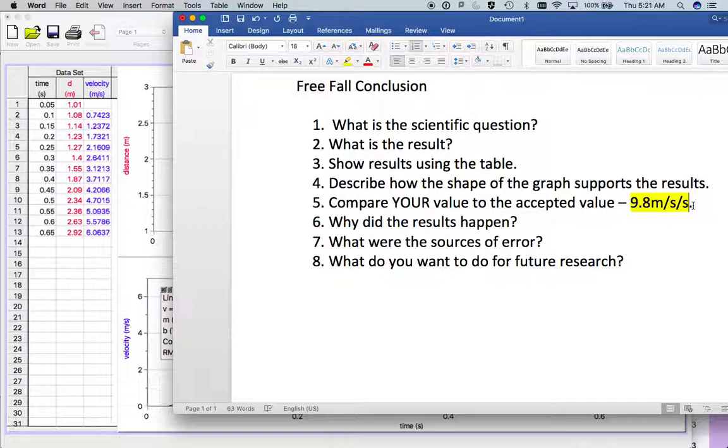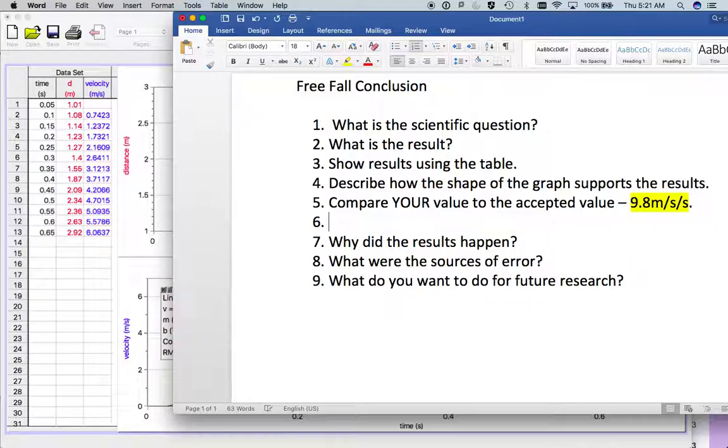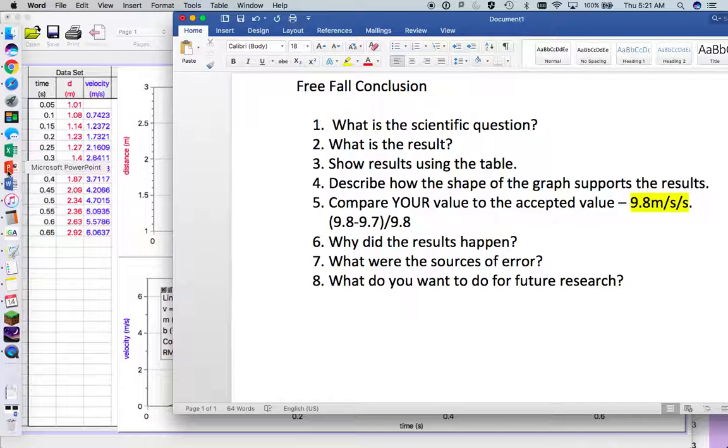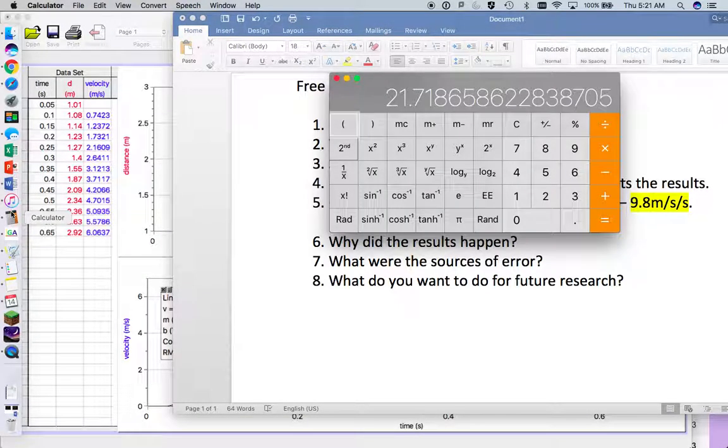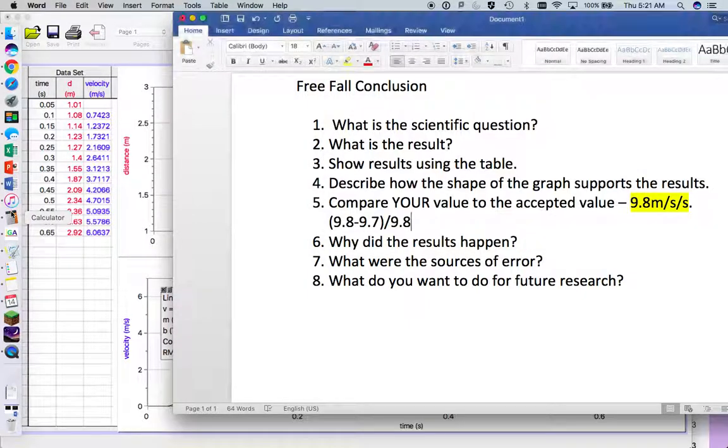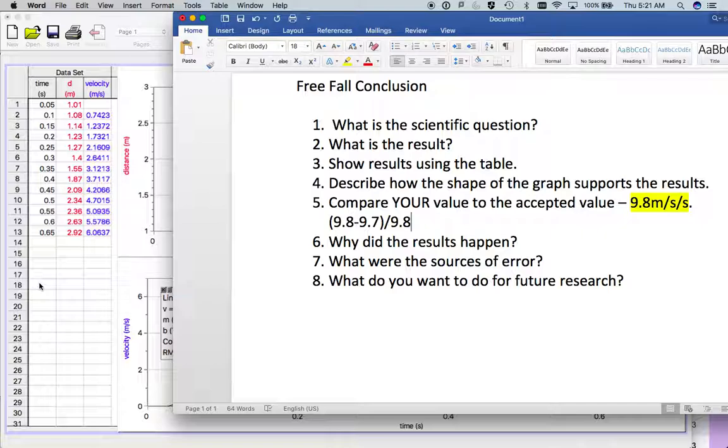We can compare using percent difference. In this case, I would take 9.8, my accepted value, minus 9.7, my observed value, and divide by 9.8, my accepted value. Let me break out my calculator here. I've got 0.1, which is 9.8 minus 9.7, divided by 9.8. And then, of course, I've got to times it by 100. And I've got a 1% difference. So talk about that in your lab.